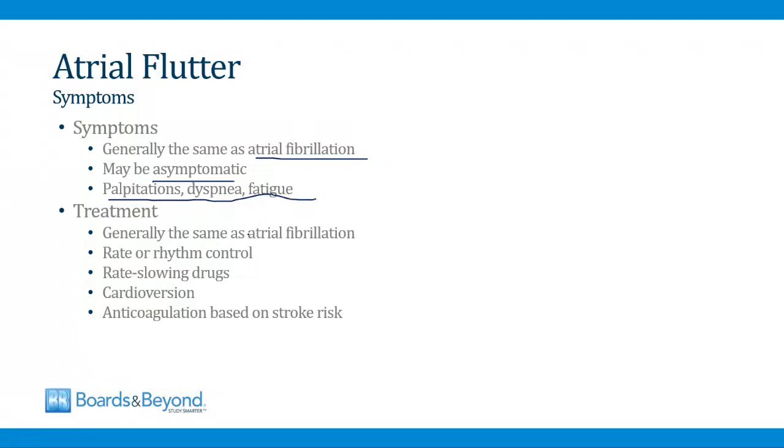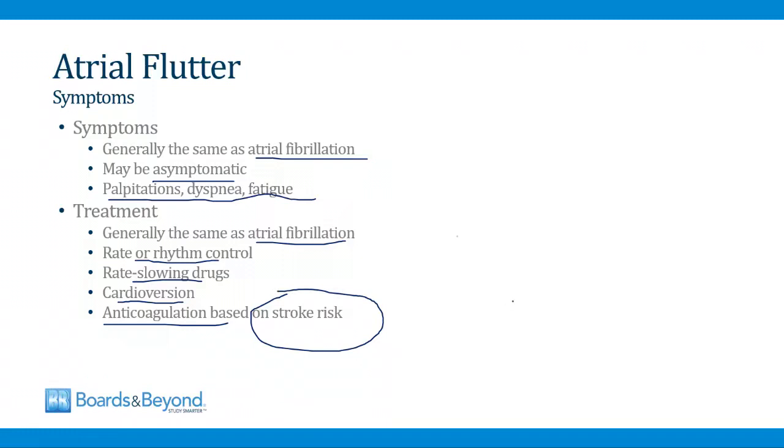The treatment is also generally the same as the treatment for atrial fibrillation. You can adopt a rate or rhythm control strategy. The same rate-slowing drugs used for atrial fibrillation work for atrial flutter. The same methods of cardioversion used for atrial fibrillation work for atrial flutter. And you administer anticoagulation based on the CHADS-VAS stroke risk in patients with atrial flutter, the same way you do for atrial fibrillation.